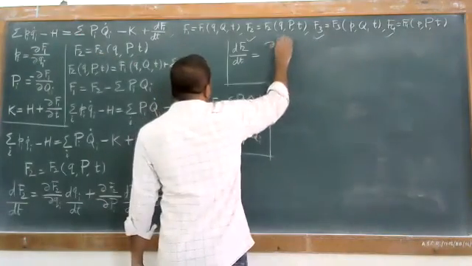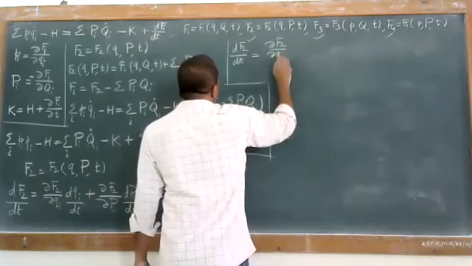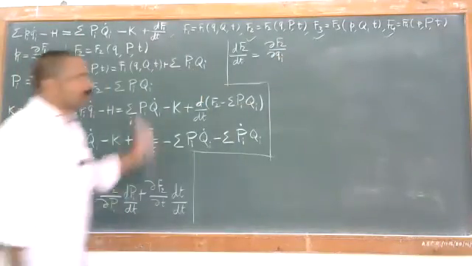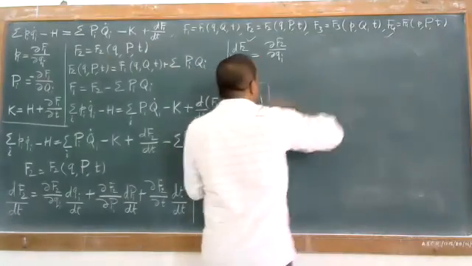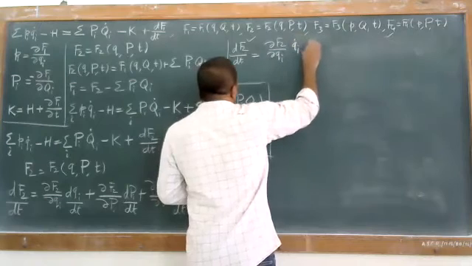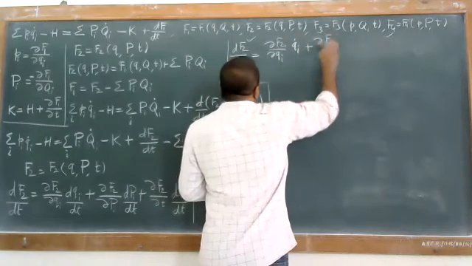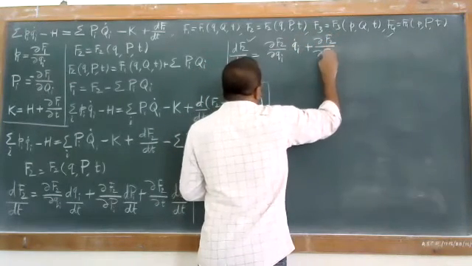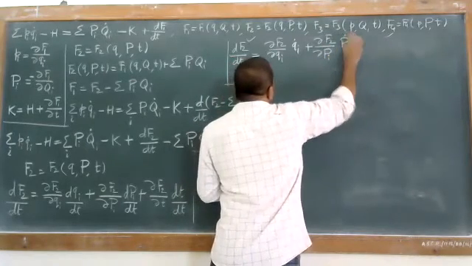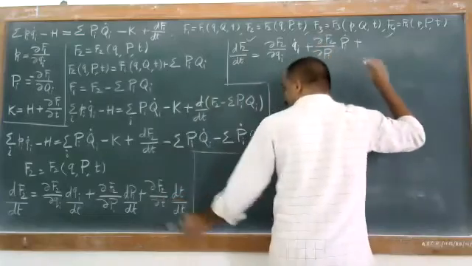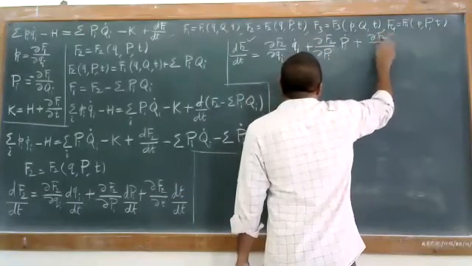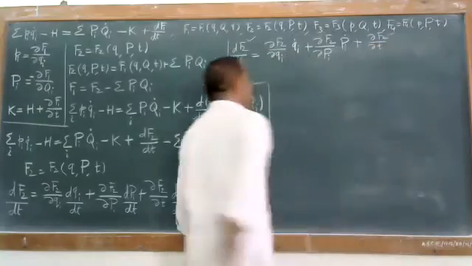So I'll write it here, ∂F2/∂q_i into dq_i/dt is nothing but the generalized velocity, and that can be written as q_i dot, plus the second thing, ∂F2/∂Q_i into this Q_i dot, and plus the last term, dt by dt, which is nothing but ∂F2/∂t.